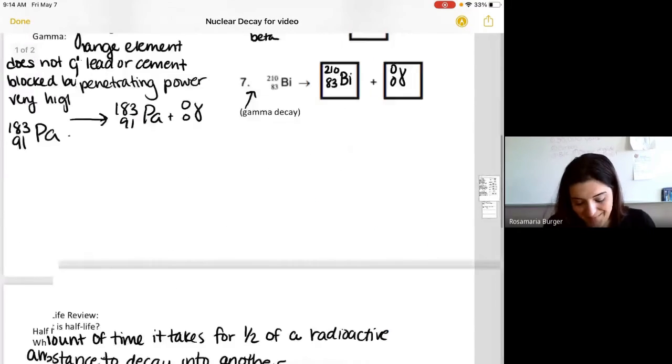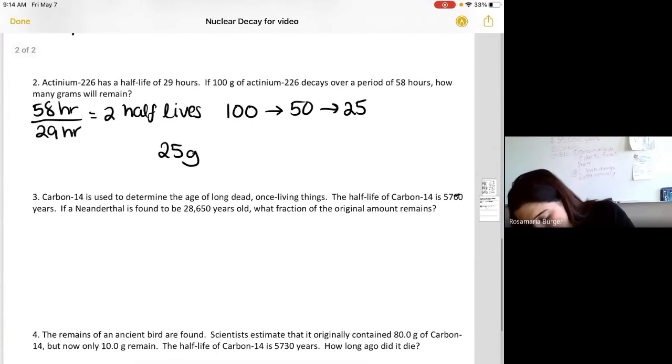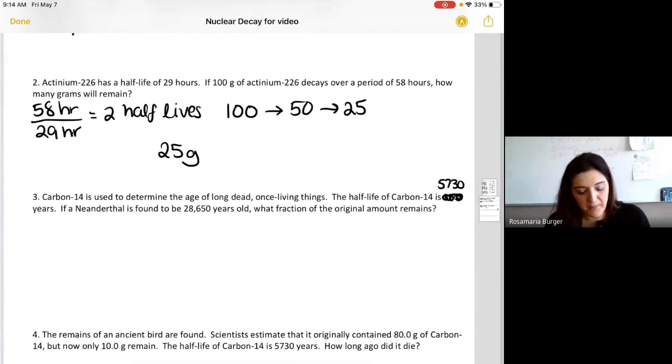Okay. So this actually has the wrong number here, 5730. I think it's fixed on your paper. Carbon-14 is used to determine the age of long dead, once living things. The half-life of carbon-14 is 5,730 years. If a Neanderthal is found to be 28,650 years old, what fraction of the original amount remains?